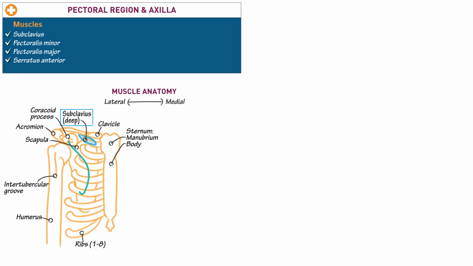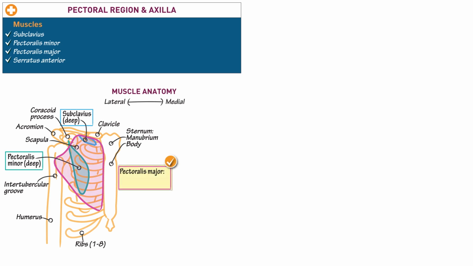Then show that the triangular-shaped pectoralis minor arises from the 3rd, 4th, and 5th ribs, and inserts on the coracoid process of the scapula. Superficial to pectoralis minor, show that pectoralis major arises from the medial half of the clavicle and the manubrium and body of the sternum, as well as from the first 6 costal cartilages, and inserts on the intertubercular groove, specifically on its lateral lip.